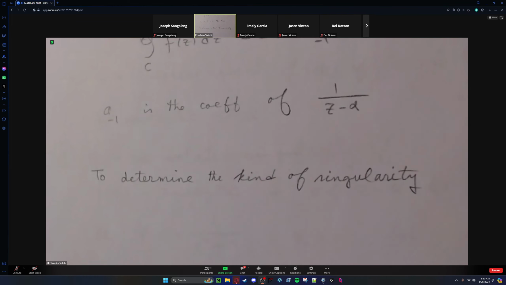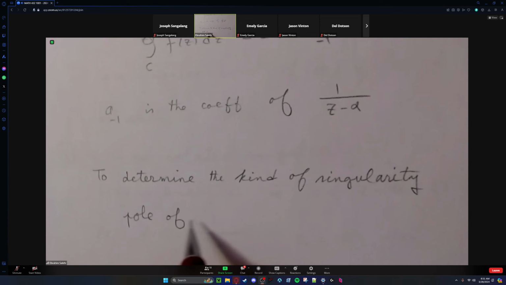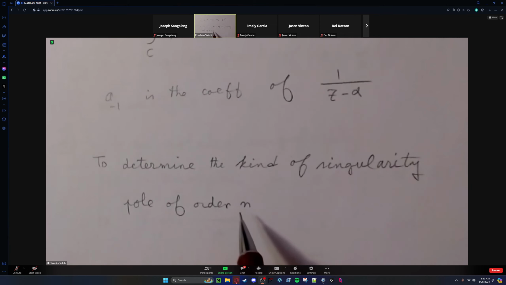So basically, the isolated singularity, we don't talk about non-isolated. Is it an essential singularity, removable, or pole, right? So is it a pole? If it is a pole of order n, and when n is 1, it will be a simple pole, or is it a removable singularity?